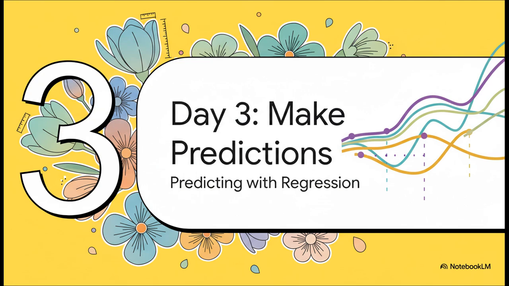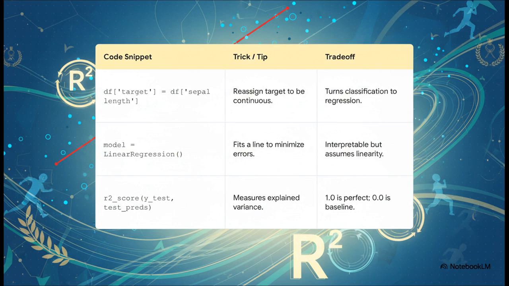Welcome to Day 3. Now that we have this beautifully clean data, we can start asking different kinds of questions. So we're going to pivot. Instead of trying to put a flower into one of 3 buckets, which is a classification task, we're going to try a regression task. We're going to predict a continuous number, the exact length of a flower's sepal. To pull this off, we just switch our model to a linear regression model.